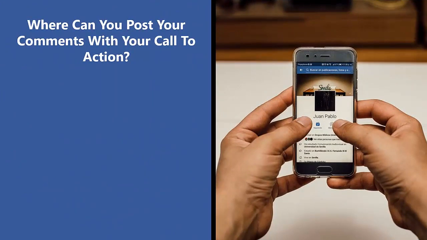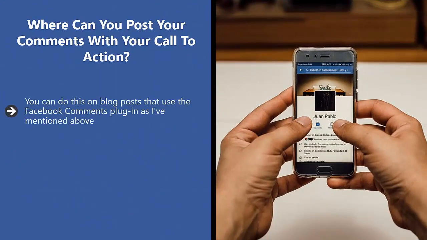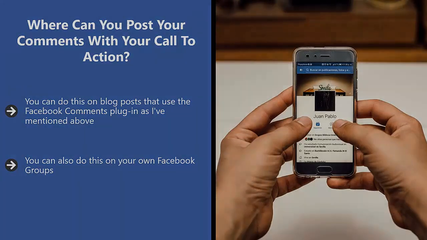Where can you post your comments with your call to action? You can do this on blog posts that use the Facebook Comments plugin, as I've mentioned above. You can also use this on Facebook pages. You can post as your page account on other businesses' Facebook pages. You can also do this on your own Facebook groups. You can post content that has a link to your chatbot on your Facebook group's content posts.